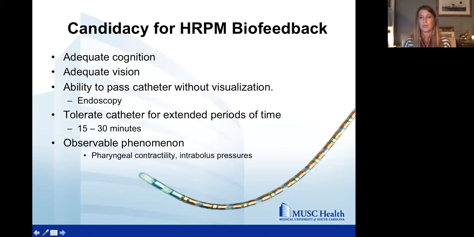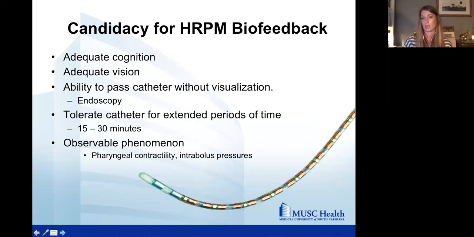And then you also want your patients to be able to tolerate the catheter for extended periods of time. We're going to talk briefly about some pilot data for our protocol that we use at MUSC, but our patients generally will tolerate the catheter for 15 to 30 minutes. If you have a patient who is very hypersensitive, perhaps this isn't the patient that you would want to be using HRM biofeedback for.